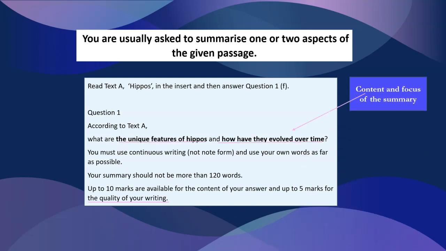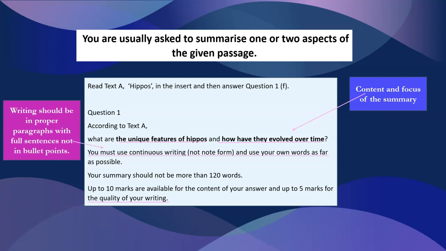First and foremost, you need to look for the content and focus of the summary. What are you being asked to do? So here, the main thing you're supposed to give in your summary is to tell us, one, the unique features of hippos, and two, how they have evolved over time. Again, when you are told to use continuous writing, what does it mean? It means that your writing should be in proper paragraphs with full sentences and not in bullet points.